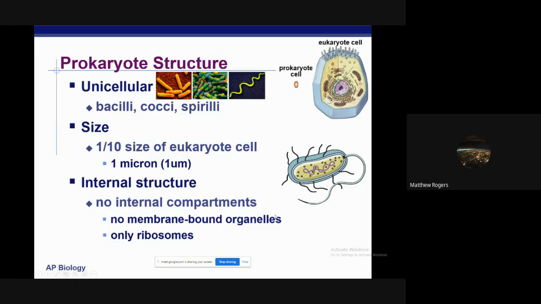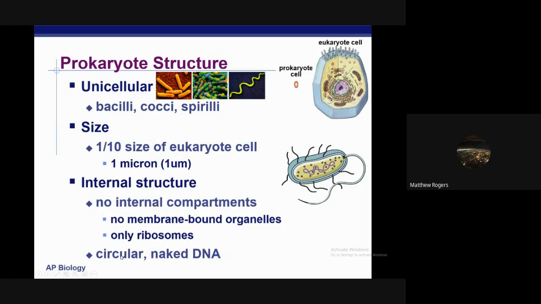There is only ribosomes that could classify themselves as organelles, but we usually don't because they're not so much a compartment. They're just a specialized protein that reads mRNA to make more proteins. They're not so much a set room. And the other part about the no internal compartments is there's no nucleus. That's the main one. There's no nucleus in prokaryotes.